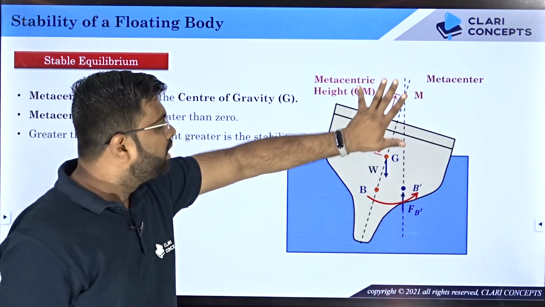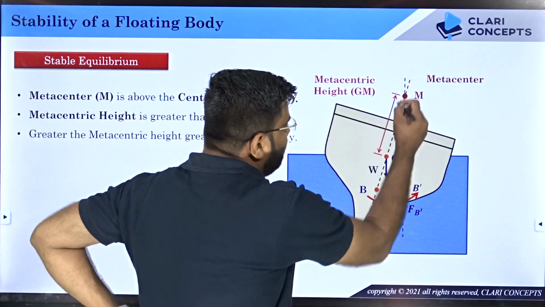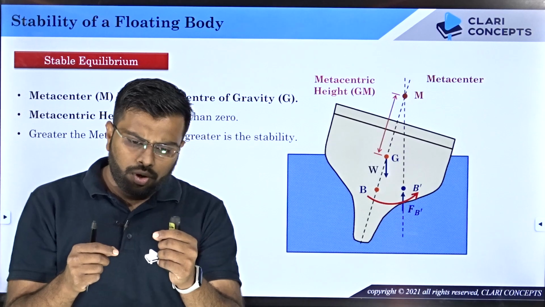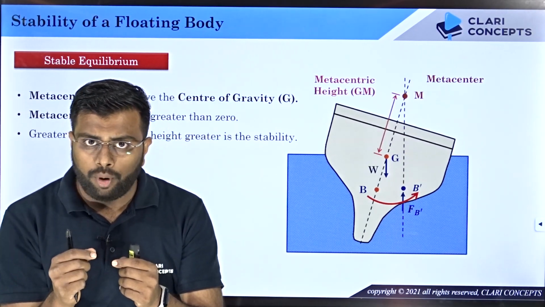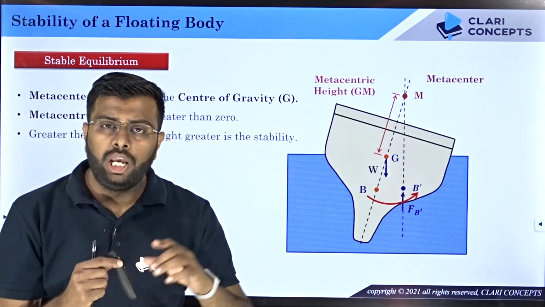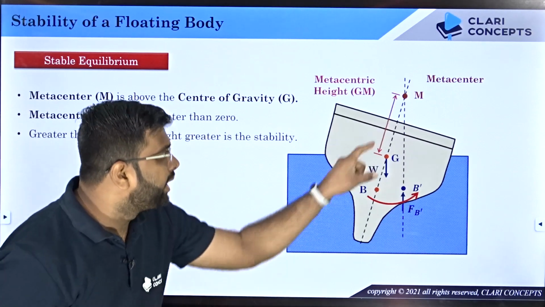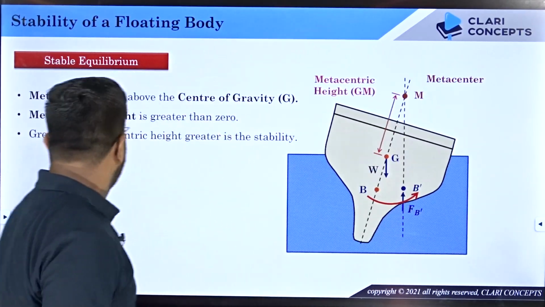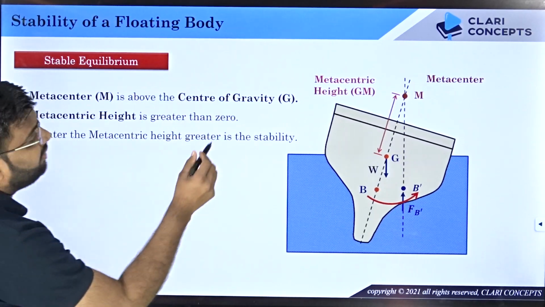It means that the body is in stable equilibrium. Now if you closely look at what happens to this metacenter and G. See, in case of stability of a submerged body, we were focusing on the relative position of the center of gravity of a body and the center of buoyancy. But here you have to keep an eye on the relative position of the center of gravity and the metacenter. You see, the metacenter is above the center of gravity. Metacentric height is greater than 0.